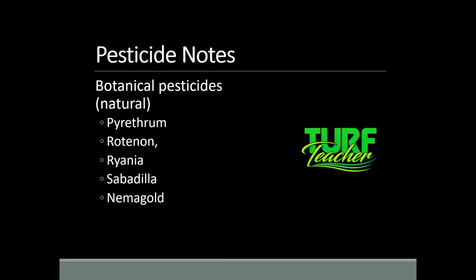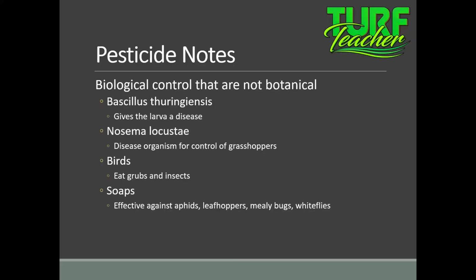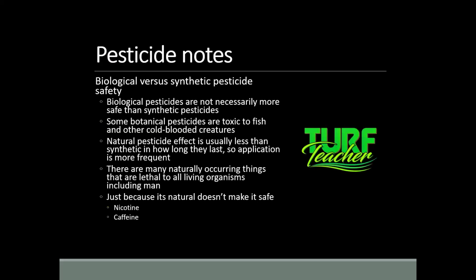And then our botanical pesticides listed here that we've all used, every single one of these. And biological control that are not botanical. BT, NL, disease organism of control for grasshoppers. Poor little grasshoppers get a bad rap, but they're really not that bad, to be honest with you. Birds will eat our grubs and insects, and then we can use the soaps that'll help with aphids, leafhoppers, mealybugs, whiteflies.